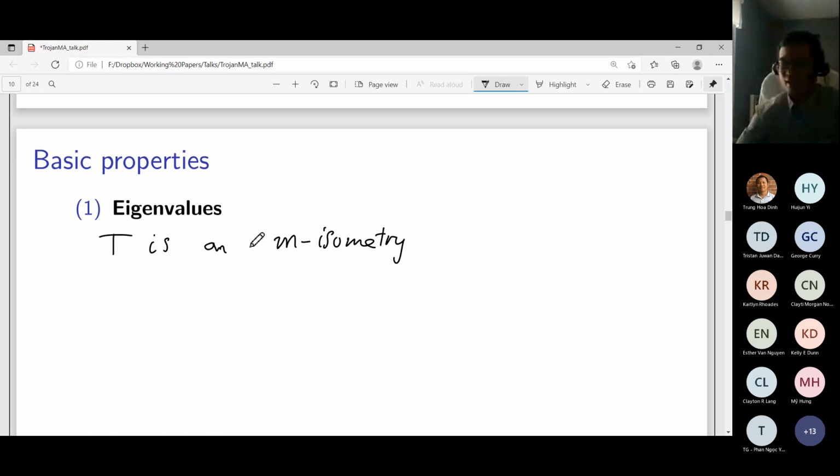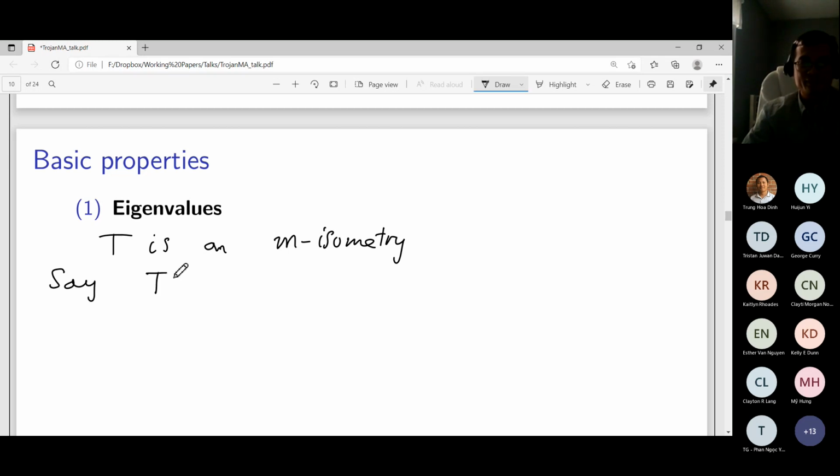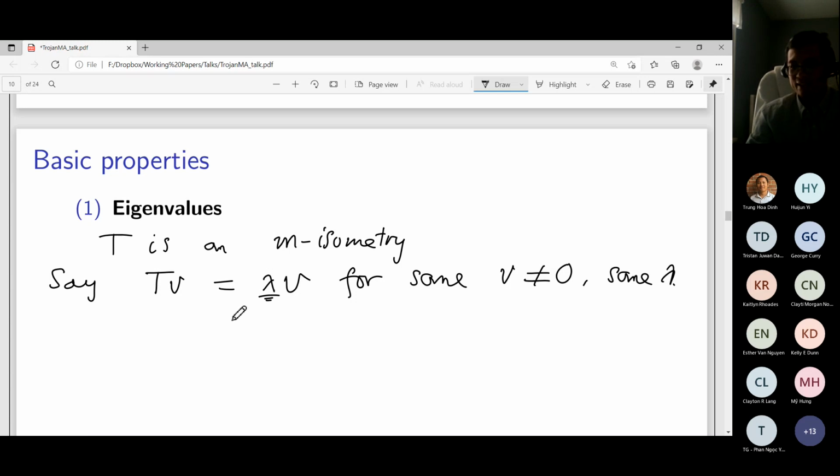And say we have an eigenvalue, right? Say T of V is lambda V for some V different from 0 and some lambda. What can we say about lambda here? So a calculation: if we have TV is lambda V, then if we apply T k times to V, it's just lambda to the k times V.